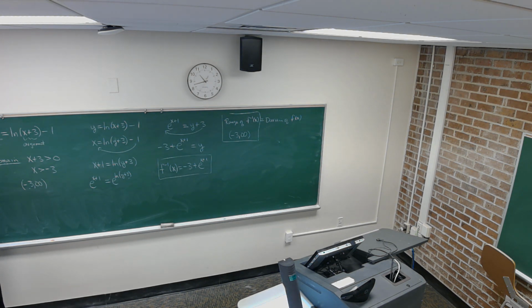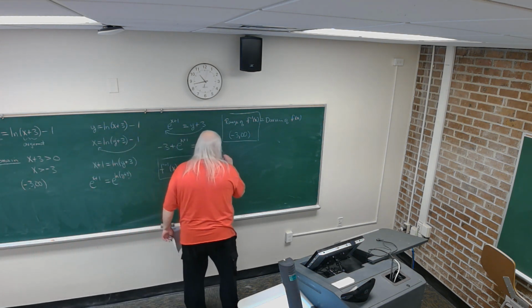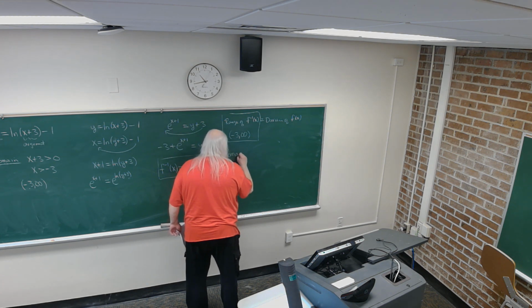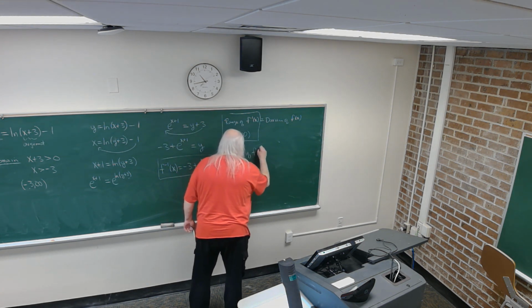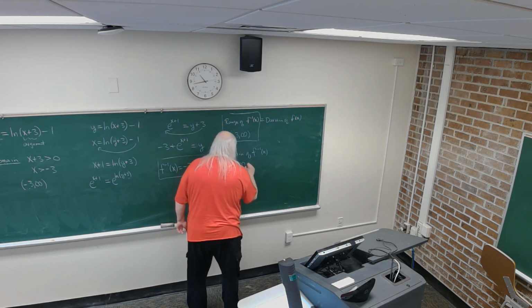The domain, again, this is just a transformation on the natural exponential function e to the x. So when you replace x with x plus 1, it shifts the graph to the left 1 unit. That doesn't affect the domain, right? It still goes from -infinity to infinity, right? And then when you shift the entire graph down 3 units, it doesn't affect the domain because it still goes to the left forever and up and to the right forever, okay? And so the domain of f inverse of x, right, is all real numbers.